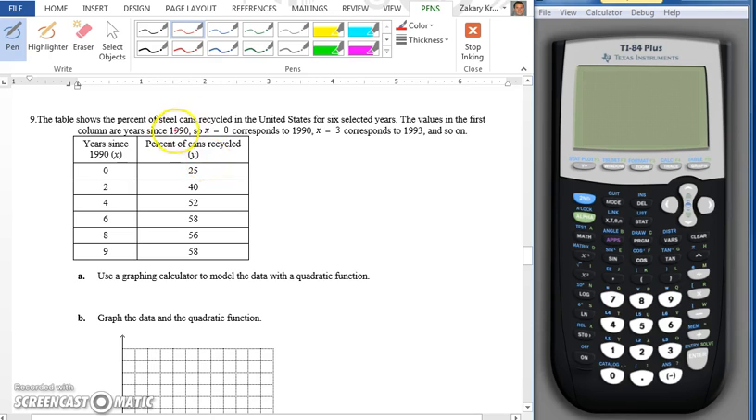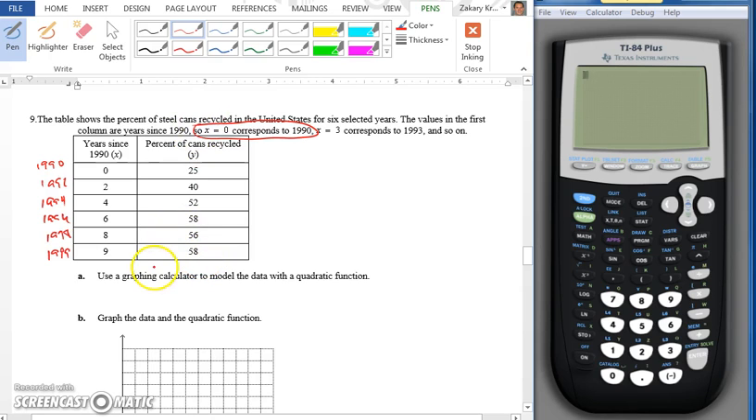And in it, it says since 1990. So x equals 0 at 1990. And then it kind of gives you an example. X equals 3 corresponds to 1993. So what we have here is 1990, 1992, 1994, 1996, 1998, and 1999. And this gives us the percentage of cans that were recycled that year.